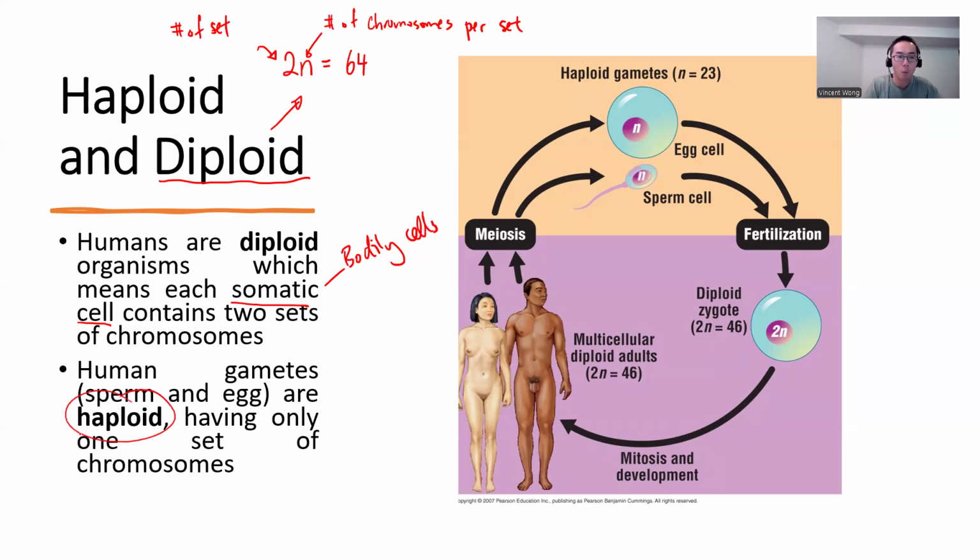They only have one set of chromosomes, so we call them n instead of 2n. And so when a sperm fertilizes an egg, then it's n plus n, which gives you back the 2n, right? Each parent contributes one full set of chromosomes, and it's passed on to the next generation through these gametes. Okay.